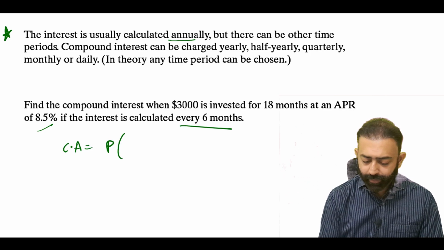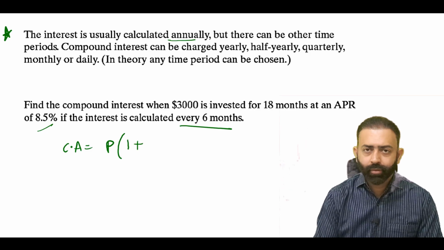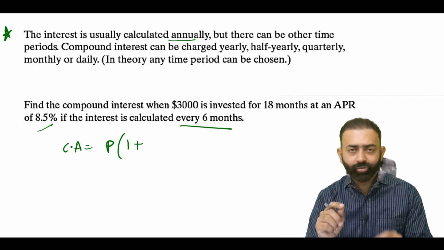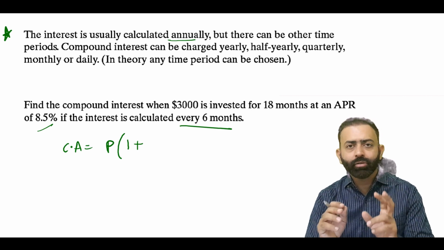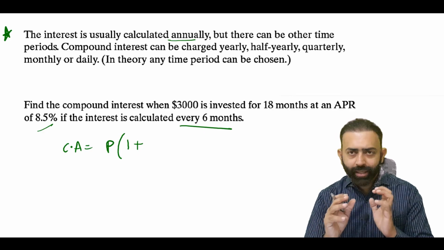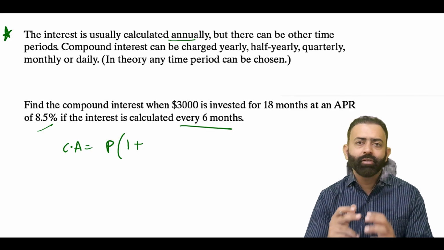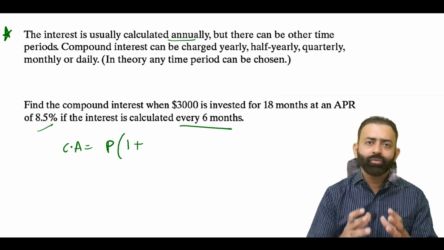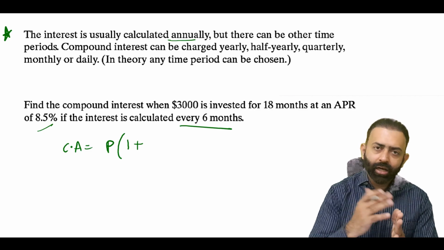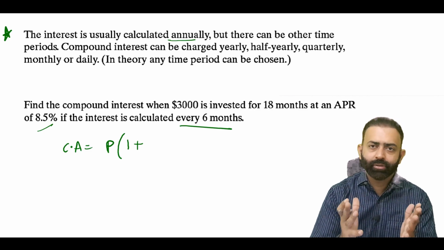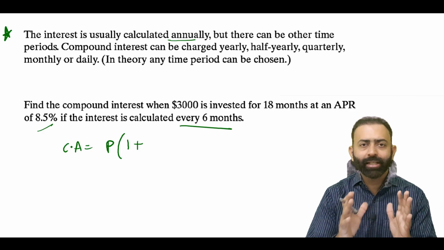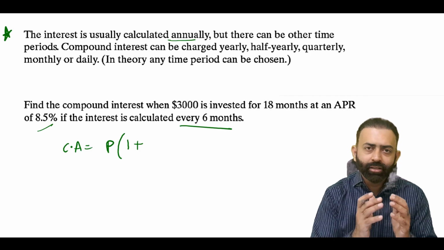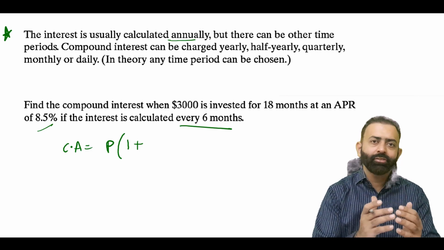This is P. This is 1 plus. Now as you can see, the rate of interest, which is here 8.5%, is for the whole year. But as the scheme says that the compounding will be done after 6 months, what we do is take the rate of interest for the first 6 months as just half of the total rate of interest. So for example, if the rate of interest is 10% per year, for half yearly compounding I will take the value of R as half of 10, which is 5%.